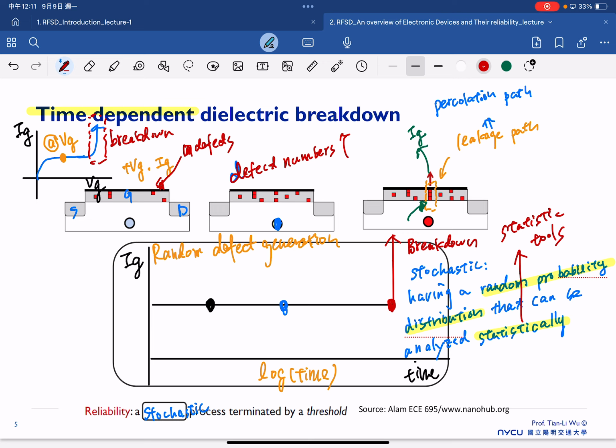Because this phenomenon can be analyzed statistically, but not predicted precisely. It's just like quantum mechanics. We can only predict the carrier behavior in terms of probability. We cannot predict precisely. Similarly, when we talk about reliability, the defect generation is random. So when we try to describe this behavior, we can only use a statistical tool and a certain distribution function. We can statistically understand the behavior, but we cannot predict the result precisely.